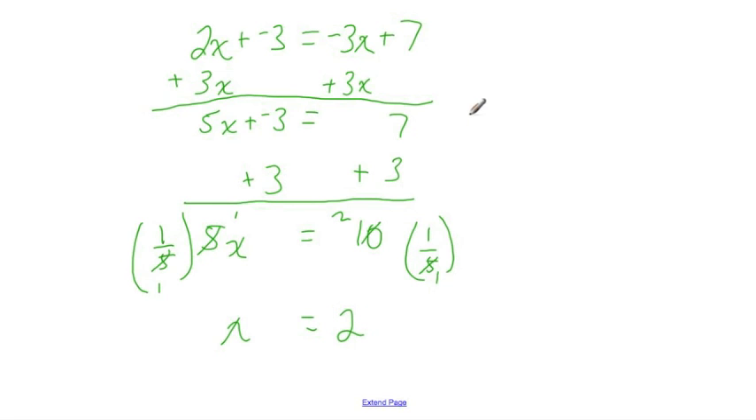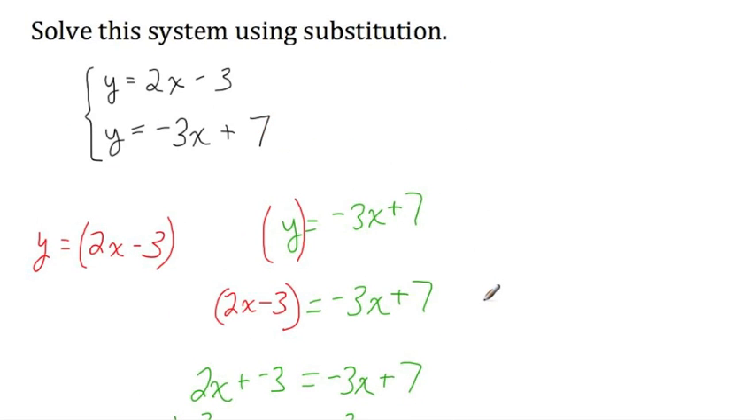Now, take a look at the original problem. We're trying to solve this system using substitution. Well, how many variables are in this system? There's an x and there's a y. There are 2 variables in this system.